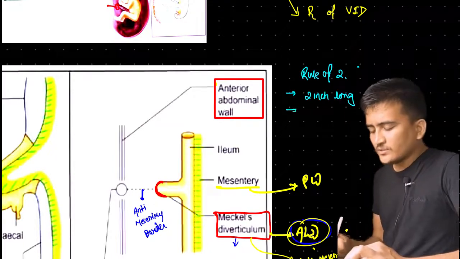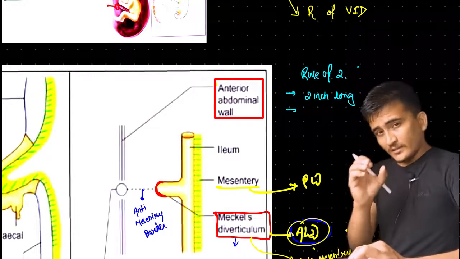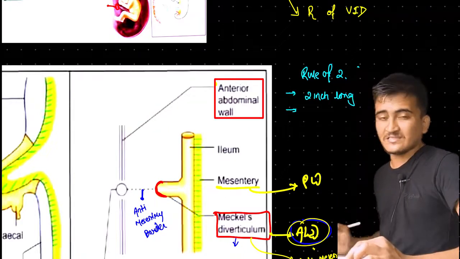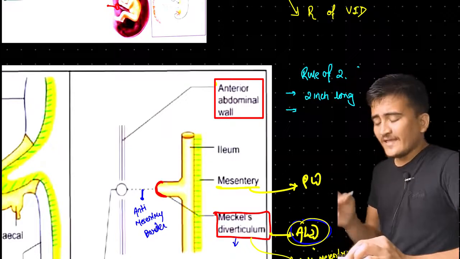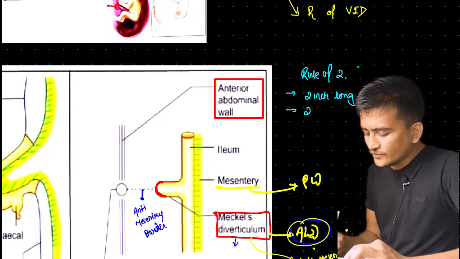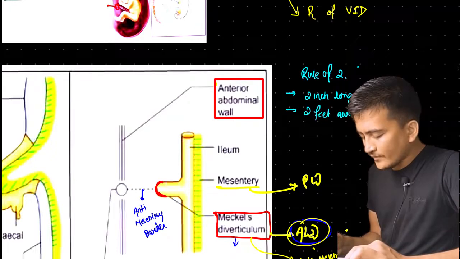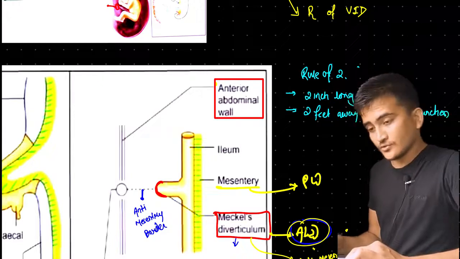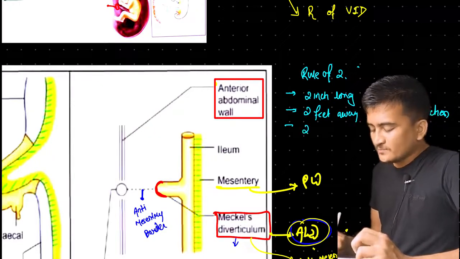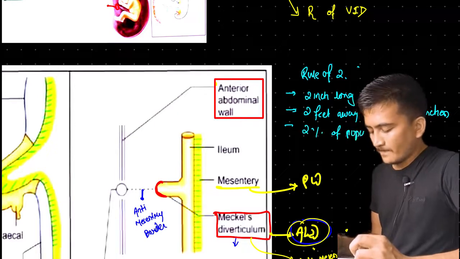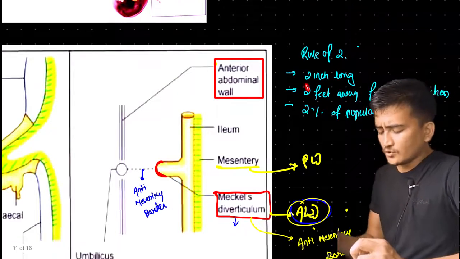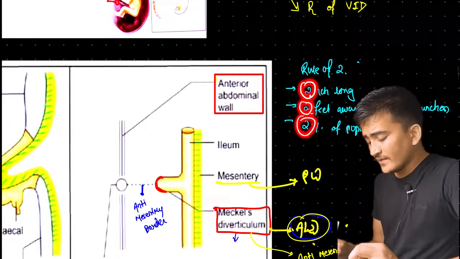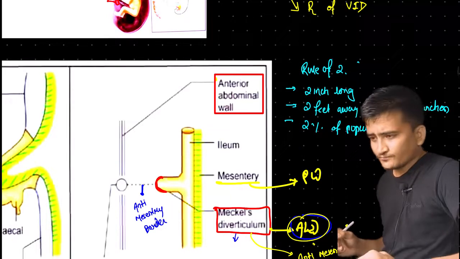Now another important thing: there is the ileocecal junction, ileum and cecum. There is a junction called the ileocecal junction, and this Meckel's diverticulum lies 2 feet away from the ileocecal junction. And another two is, it is present in 2% of the population. So the rule of two: 2 inches long, 2 feet away from the ileocecal junction, and present in 2% of the population.